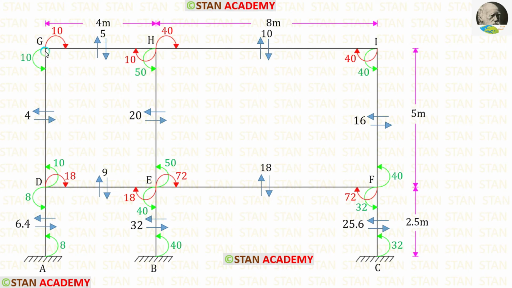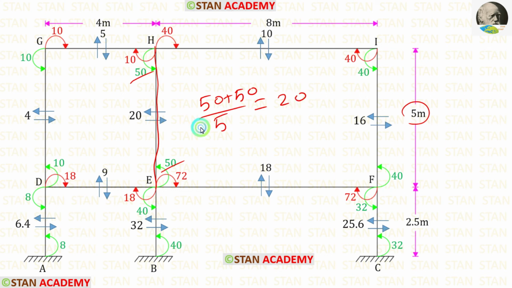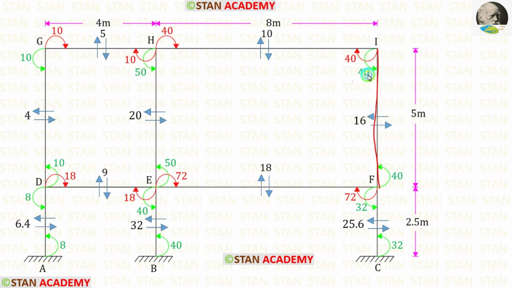First, let us find the shear force in the column GD. For that, we have to add these two moments, so 10 plus 10, and then we have to divide by the height 5. When we do that, we will get 4. Now let us take the member HE. Here we have to add these two moments, so 50 plus 50, and then divide by the height 5. When we do that, we will get 20. Now let us take the member IF. Here we have to add these two moments, so 40 plus 40, and then divide by the height 5. When we do that, we will get 16.